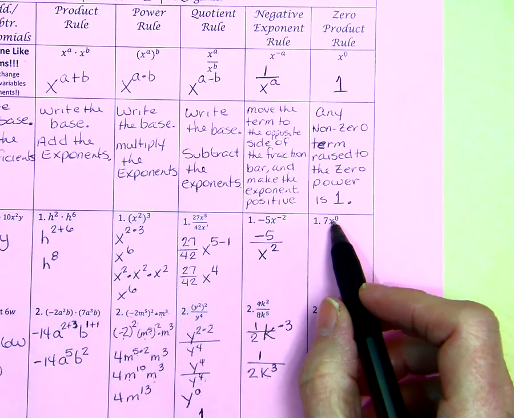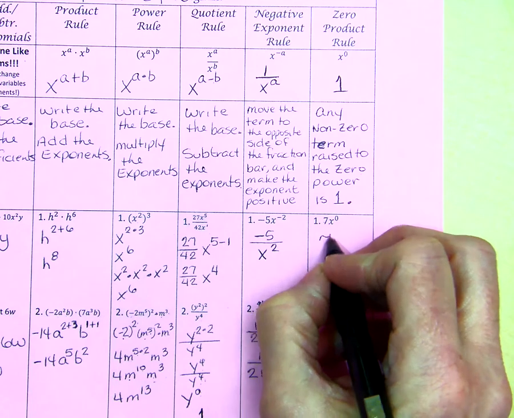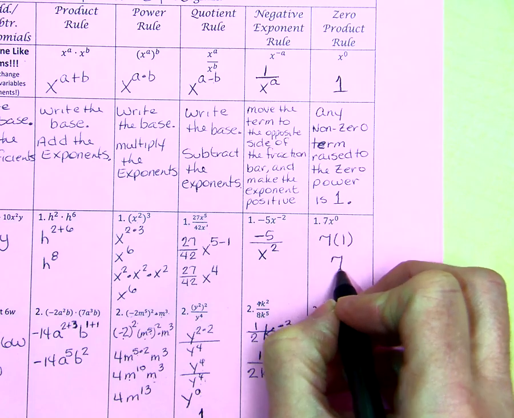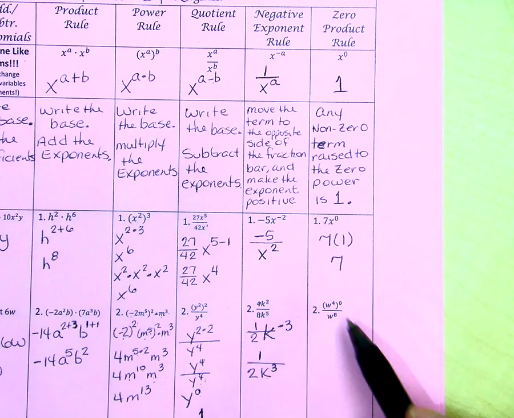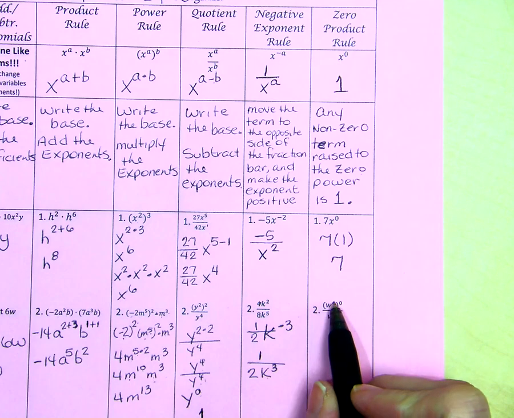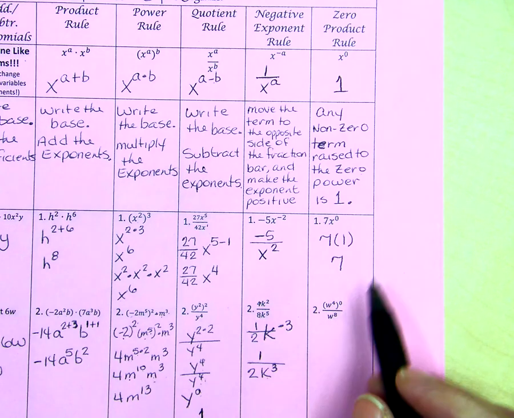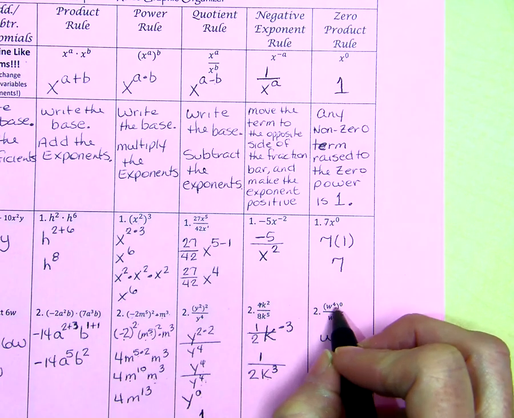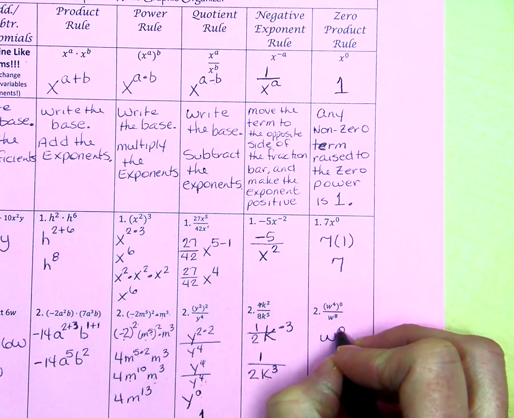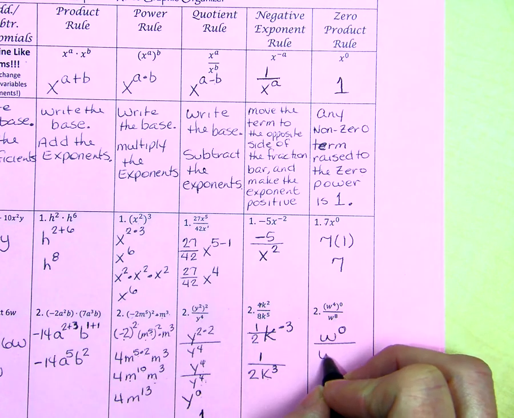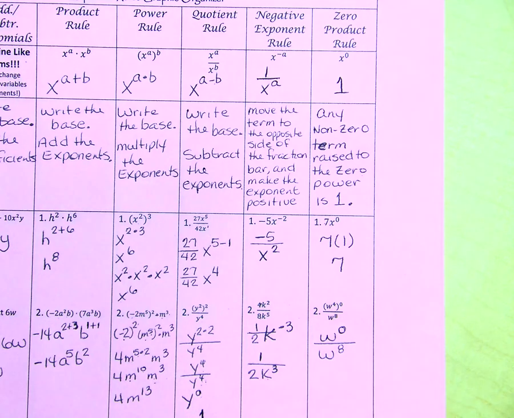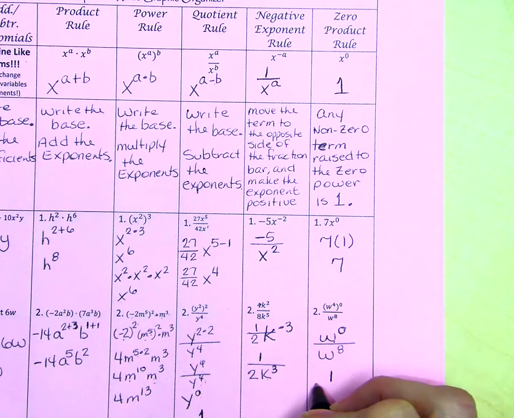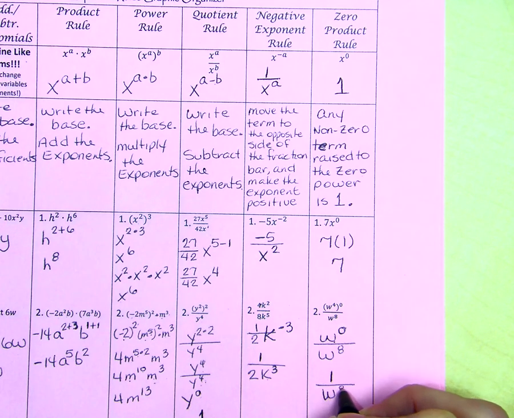The first one is 7 times x to the 0 power. So we have 7 times, and x to the 0 power is simply 1. 7 times 1 is 7. For number 2, we have w to the 4th raised to the 0 power. So here we have the power rule that applies in the numerator. W to the 4 times 0 gives me w to the 0. This is w to the 8th, still in the denominator. Well, anything raised to the 0 power is just 1. So this becomes 1 over w to the 8th.